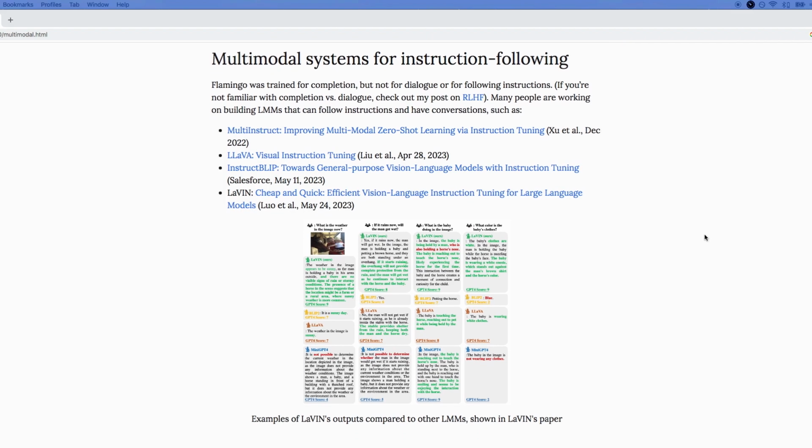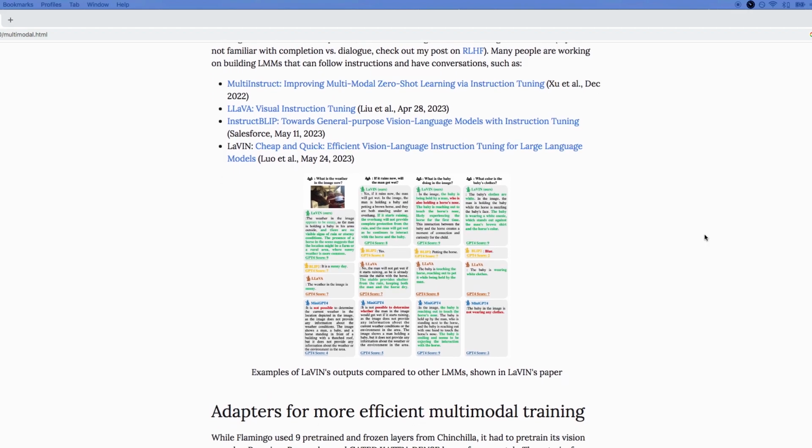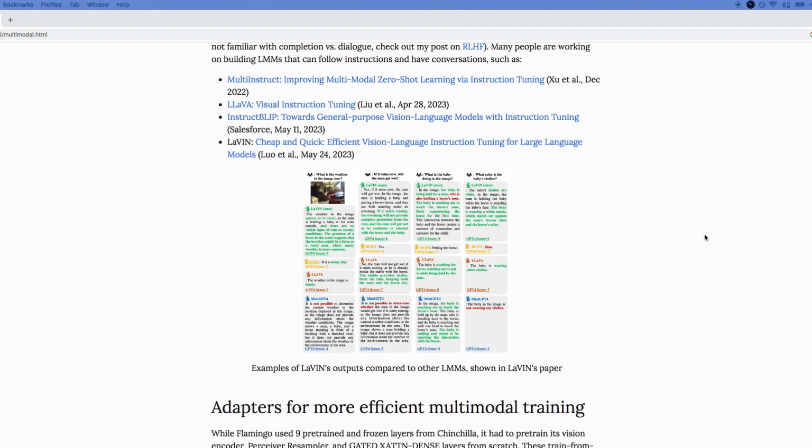Multimodal systems for instruction following. Flamingo was trained for completion, but not for dialogue or for following instructions. If you're not familiar with completion versus dialogue, check out my post on RLHF. Many people are working on building LMMs that can follow instructions and have conversations, such as MultiInstruct, improving multimodal zero-shot learning via instruction tuning, Xu et al., Dec 2022.